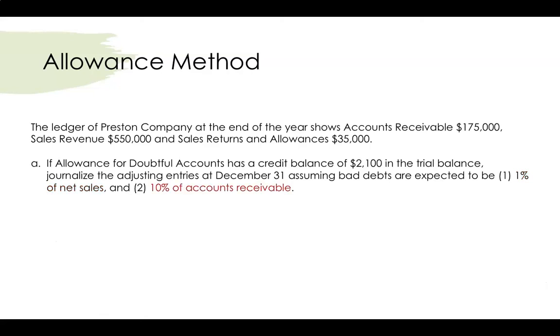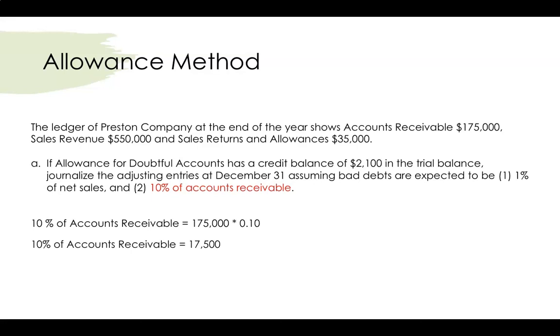Now, when we are working in the percentage of receivables basis, there's one extra little step in here that we're going to need to work through. But first of all, we'll take just the 10% of our accounts receivable. So we take the 175,000 and we multiply it by 0.1 or 10%, and we see that that equals 17,500.